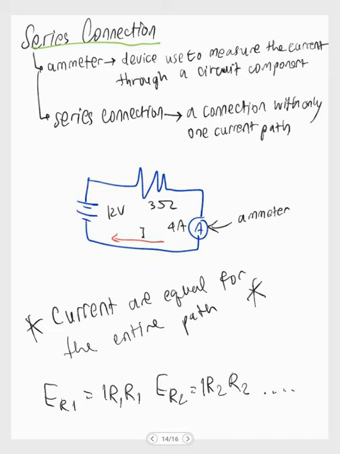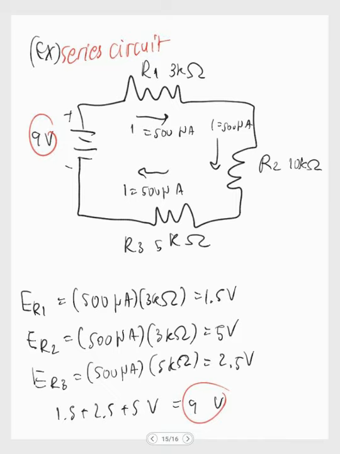So to give you a picture of it, let's move on to a question about the series circuit. Here is the diagram. The first resistor has a resistance of 3 kilo ohm, the second one is 10k ohm, and the third one is 5k ohm, and the total voltage is 9.